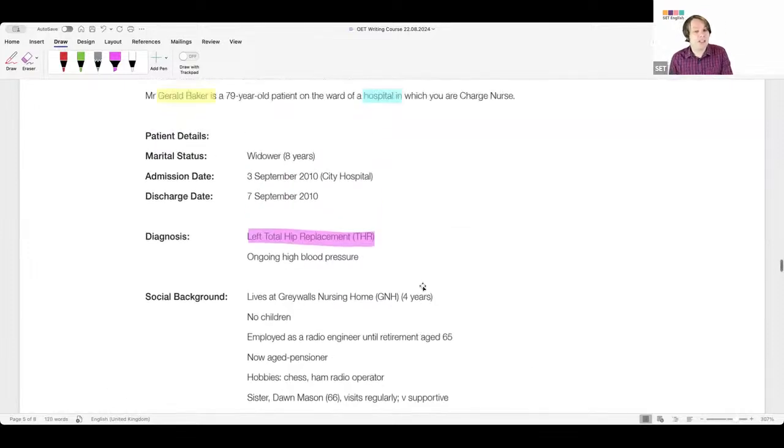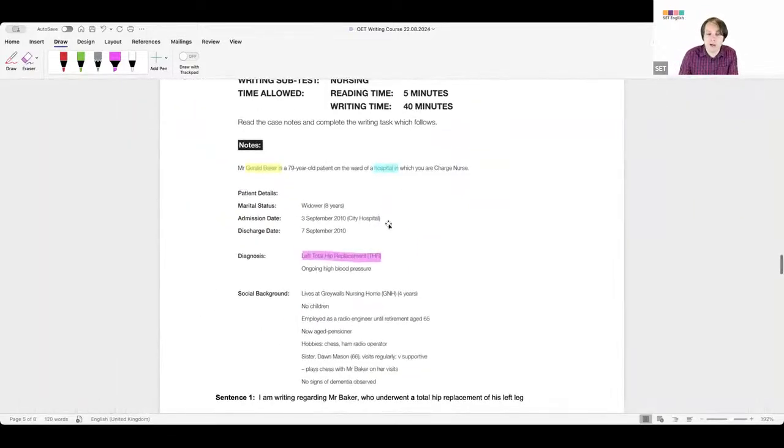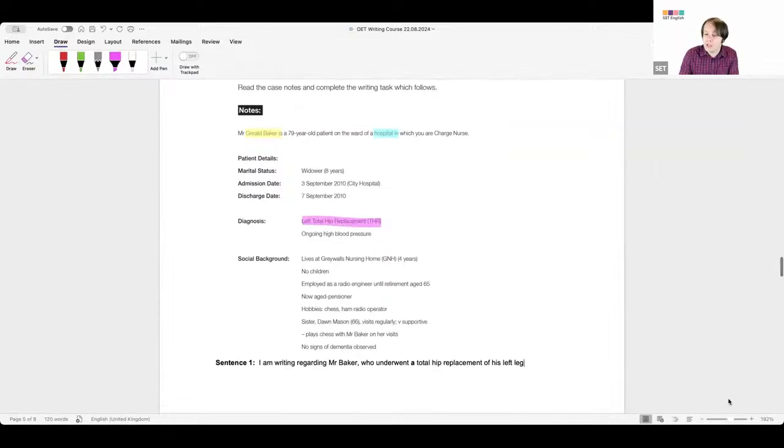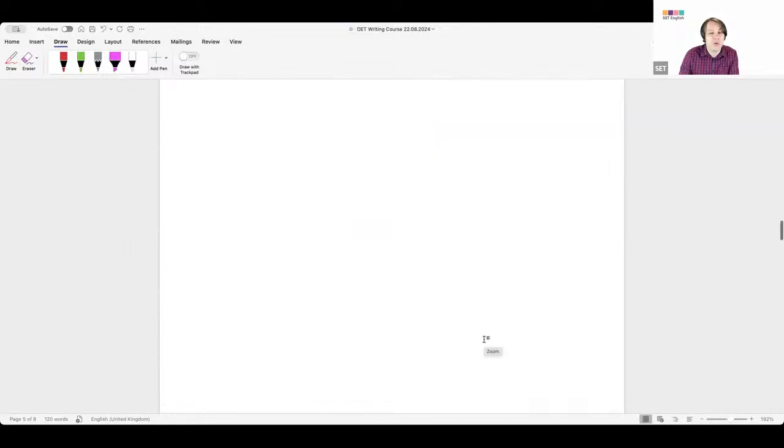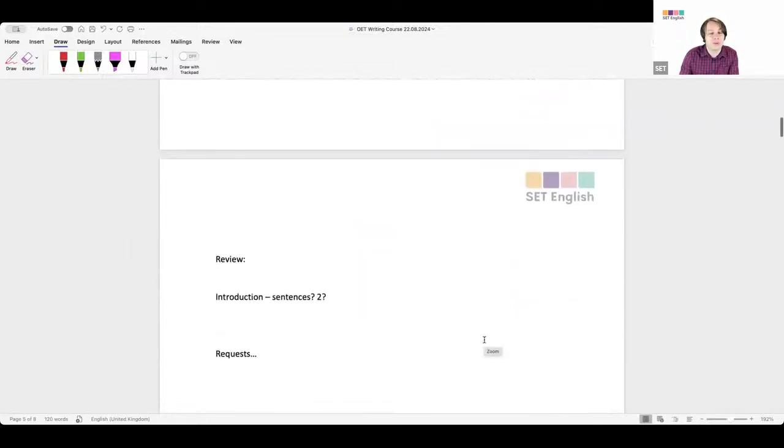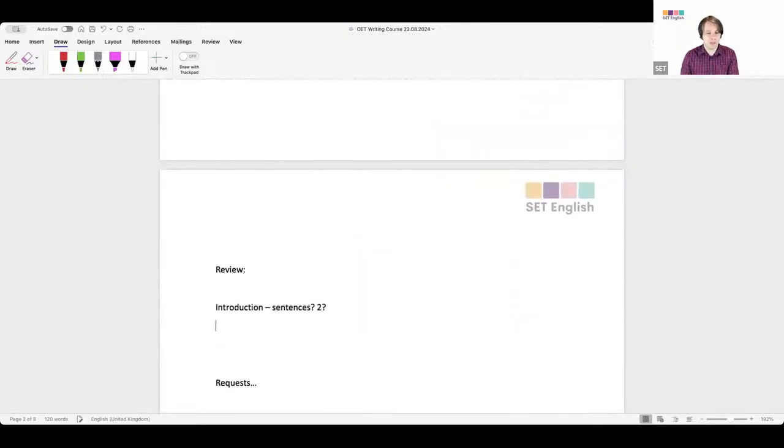Okay. So guys, we did this yesterday. This is your introduction paragraph. Who, where, why. Do it quickly and move on. Okay. Sentence two. What is sentence two? Sentence one is who, where, why. What is sentence two?